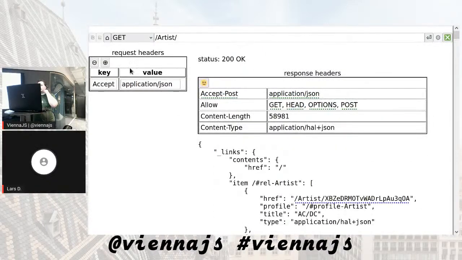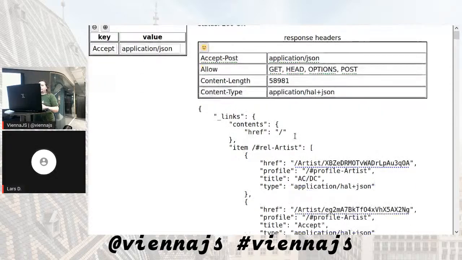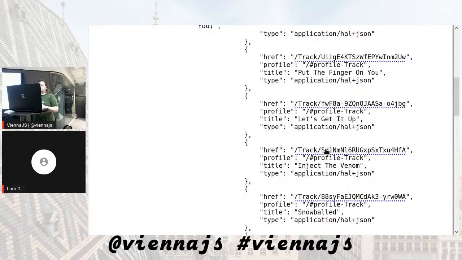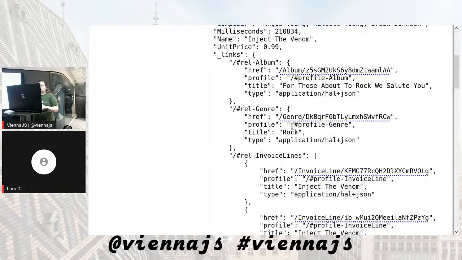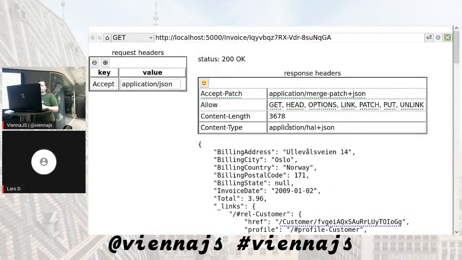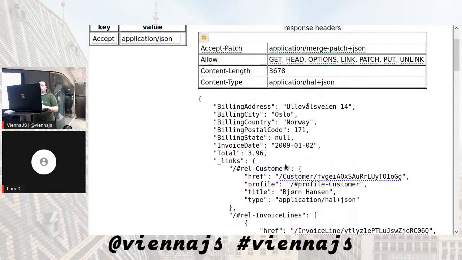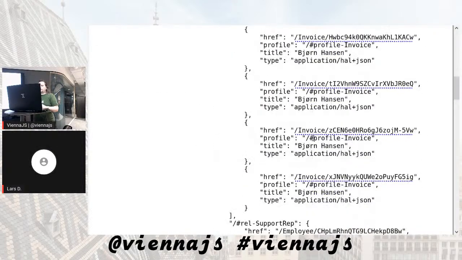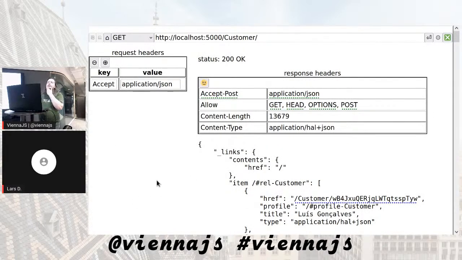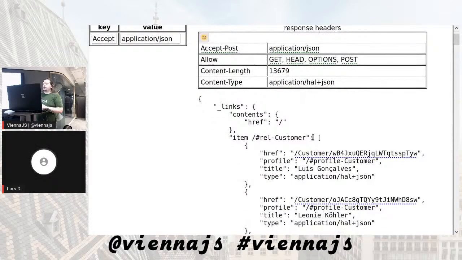Let's just go to the beginning again. This means home. Artist, okay. Album, track. Invoice line. Invoice. Customer. Okay, one customer, and in the end, there is the collection and resource. So this represents all customers. You can see the difference here. Under this relation, there's an array with all the stuff, and an item resource is only a single one.